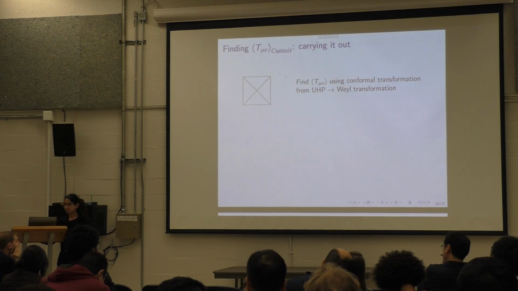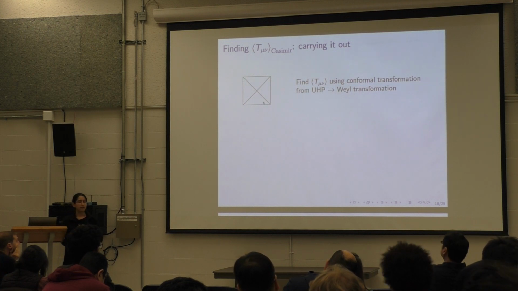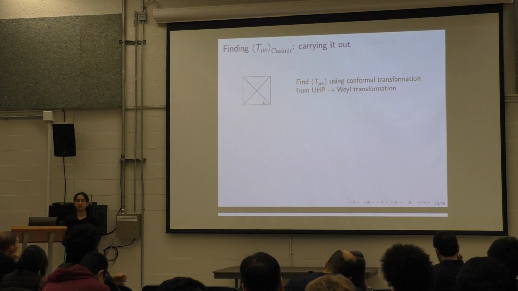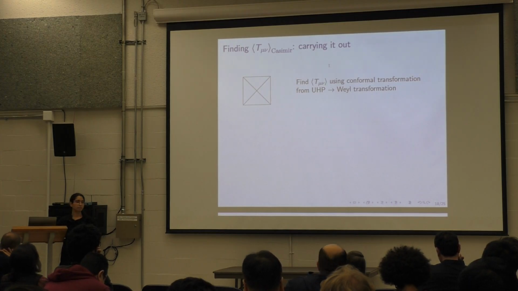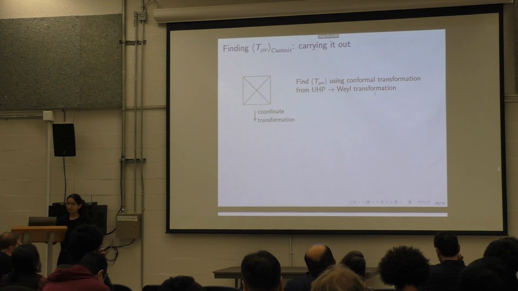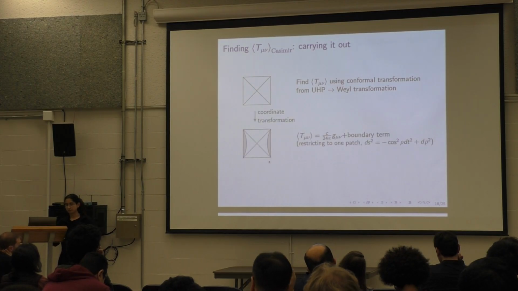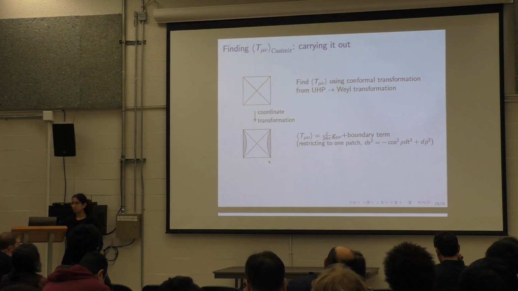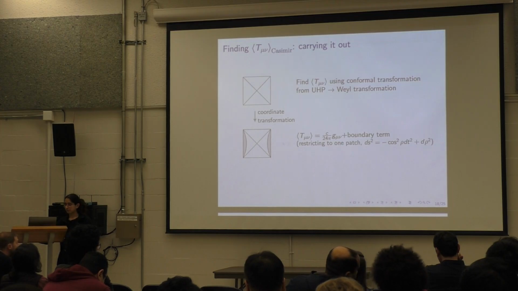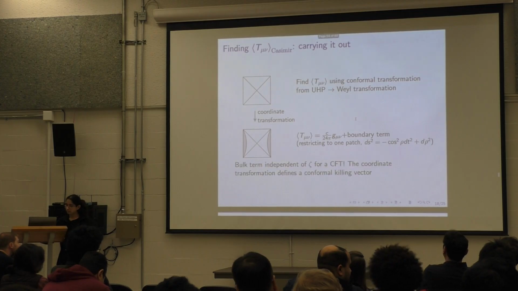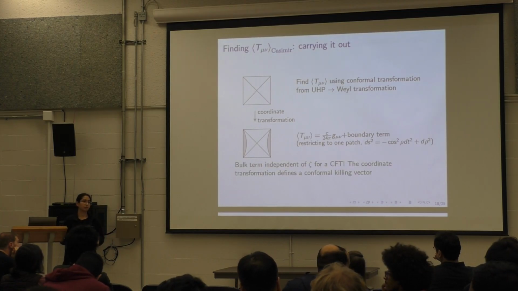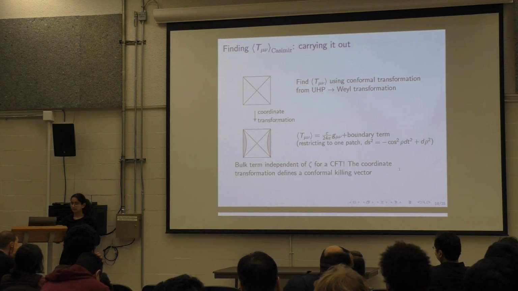So now we can start on this setup on the right-hand side, where we have a matter CFT living on a curved strip where the metric is conformal to flat space. We can find the stress tensor expectation value using the conformal transformation from the upper half plane, followed by Weyl transformation, and then we can just do a coordinate transformation to this setup where we have these boundaries at the sigma-dependent location. If we restrict to one patch of this space-time, we find that the stress tensor expectation value is given by this expression, c over 24 pi times g mu nu, plus some boundary term. Interestingly, this bulk term is independent of the locations of the boundaries for a conformal field theory, and the reason for that is that this coordinate transformation defines some conformal Killing vector in this space.